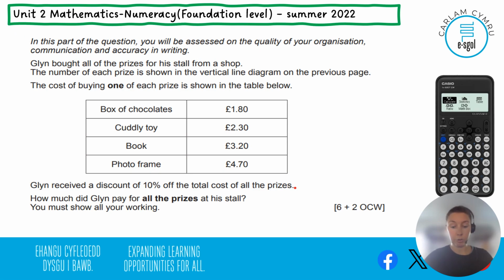So this is now the actual question. So in this part, obviously, same as the last question, you have to show all your workings out and your understandings, especially when you're using a calculator. So Glyn bought all the prizes for his stall from a shop. The cost of buying one of each prize is shown in the table below. So now we've got a graph that we've just worked out how many he bought of each, and now this is the cost of each one. Glyn received a discount of 10% off the total cost of the prizes. How much did Glyn pay for all the prizes at his stall?